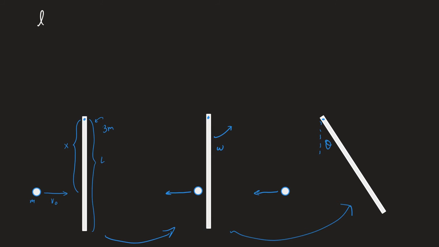After the collision, the ball is still moving. It has angular momentum still. And after the collision, the bar is moving, so it has angular momentum. It's a collision. These have to be equal.